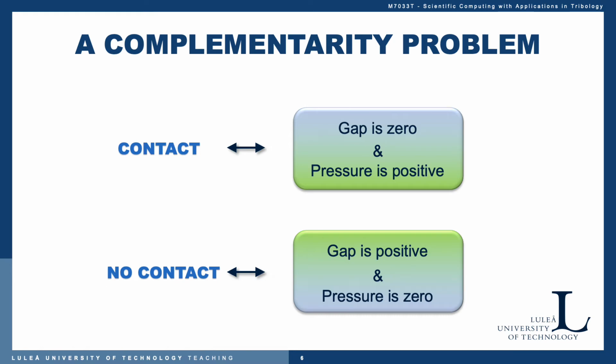So when we have contact, we know that the gap between the surfaces is zero and the pressure is positive. And when we have no contact, the gap is positive and the pressure is zero. Now, in this complementarity problem, the gap and the pressure are the complementary dependent variables, which we need to solve the system of equations for.